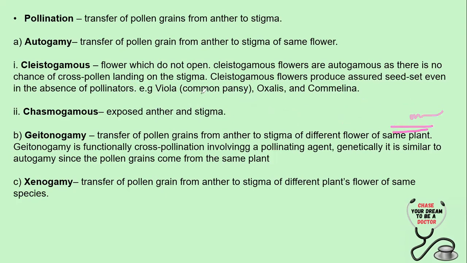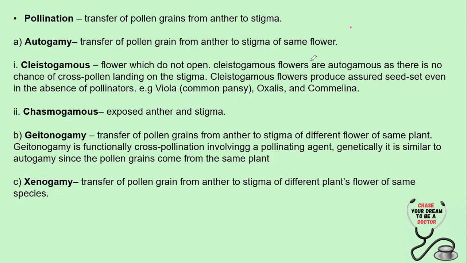Very important. For your model examination, for many schools, you might have expected this question. Similarly, this can be your board exam question as well. So autogamy is the first method of pollination. Similarly, geitonogamy is there and xenogamy is also there.